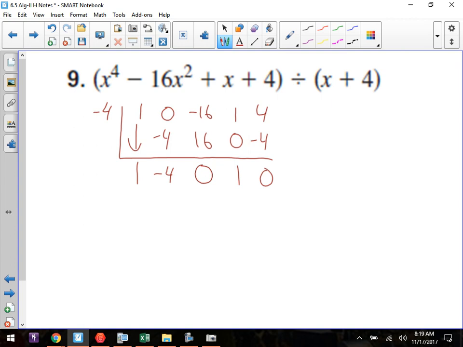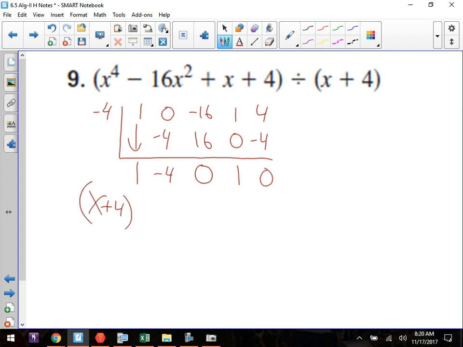Is -4 a zero of that polynomial? Good. That means I was able to factor out the term. If it ended in a number other than 0, then it's not a zero and you couldn't factor it out. So I ended in 0, which means that -4 is a zero. If -4 is a zero, its term is x plus 4, so you're able to factor out an x plus 4.